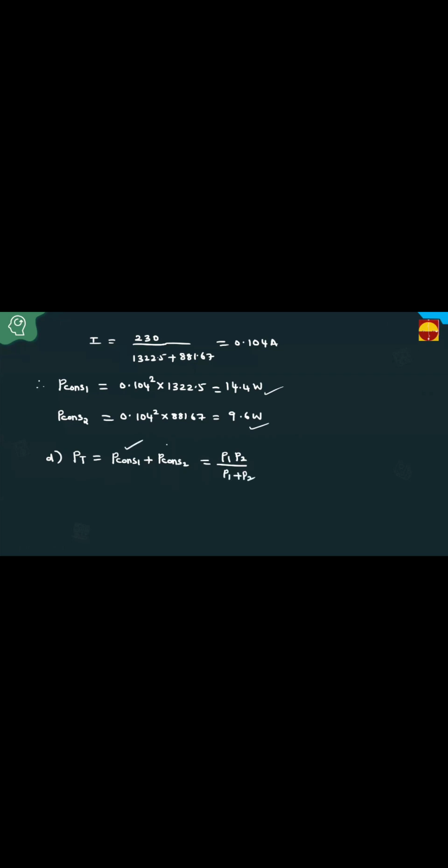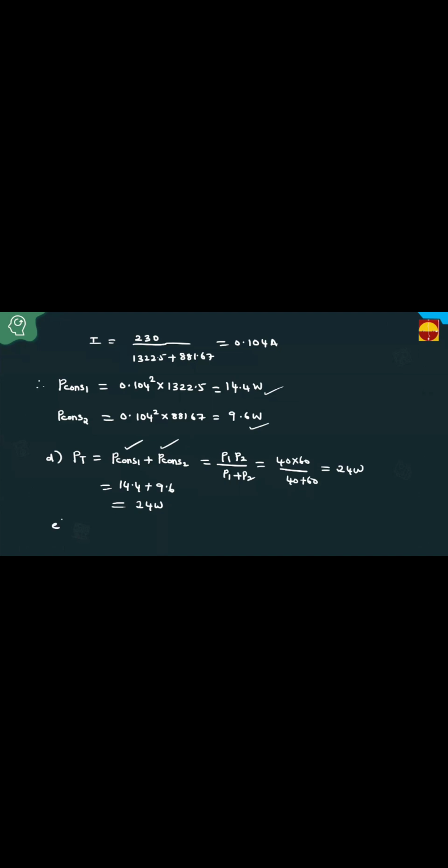You take power consumption 1 plus power consumption 2, or P1 P2 by P1 plus P2. If you want, check it. This is 14.4 plus 9.6 watts. How much can you get? This is 24 watt. If you want, try this one: P1 P2, now 40 into 60 by 40 plus 60. Then also you can get the same answer, 24 watt. Like this or like this you can get the same answer.